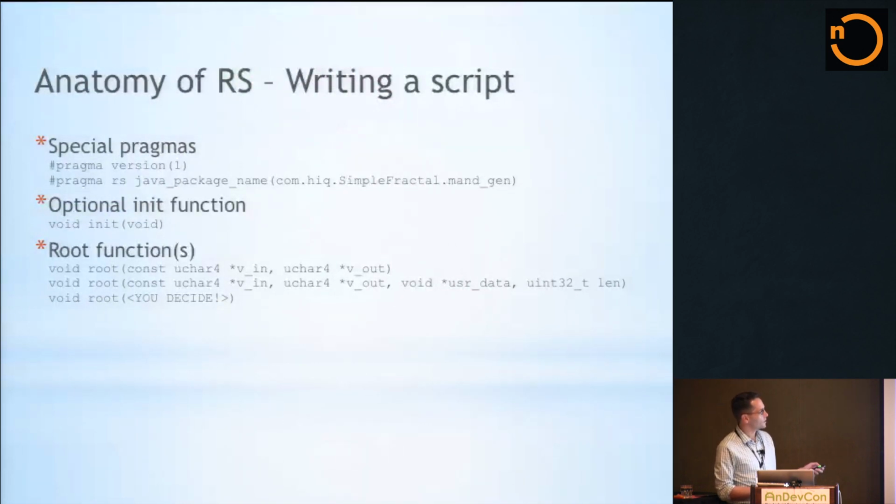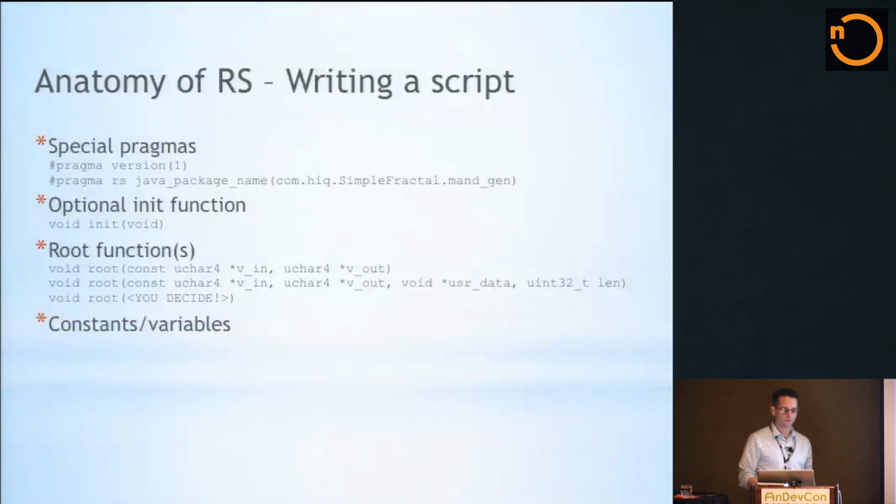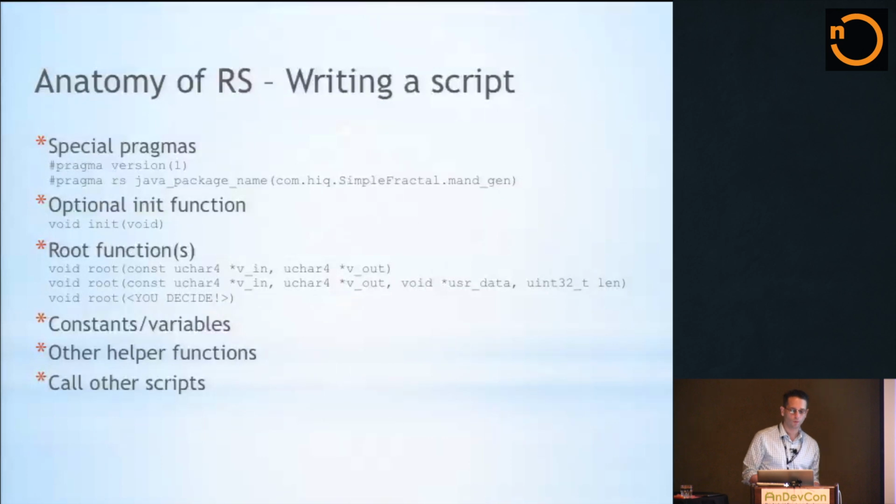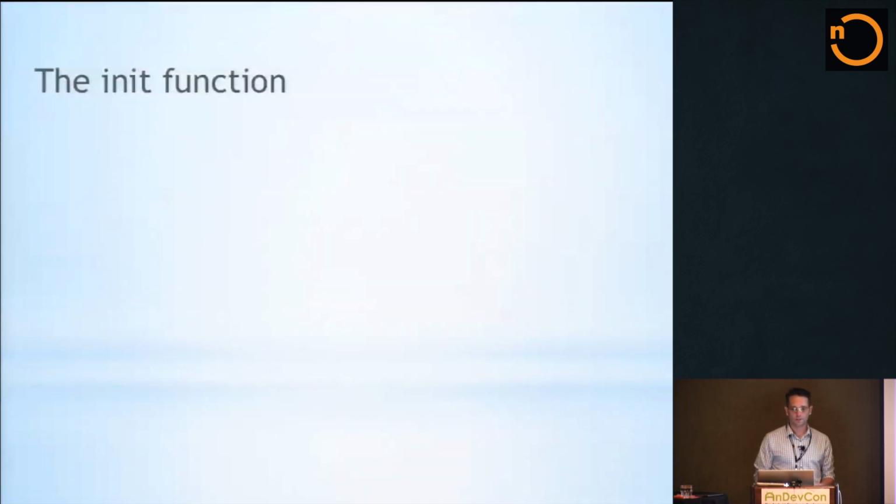There are probably some exceptions to that that you can do with some special attributes I'll talk about later. And so that's what this means here, that you get to decide what your root function looks like. With the newer versions of RenderScript and the newer API levels, you can actually define what you want your root function to be. Previously, it was set. You had to follow a specific form. You can have constants and variables inside of your RenderScript, and you can have other helper functions which work along with your RenderScript. You can also call other scripts, but there are some limitations in what you can do there.